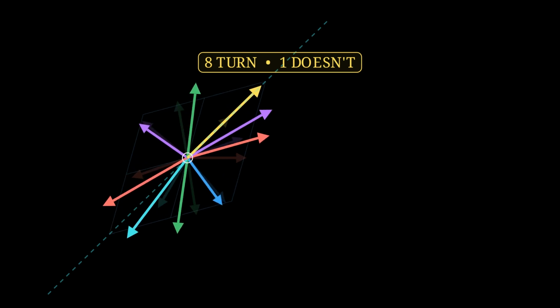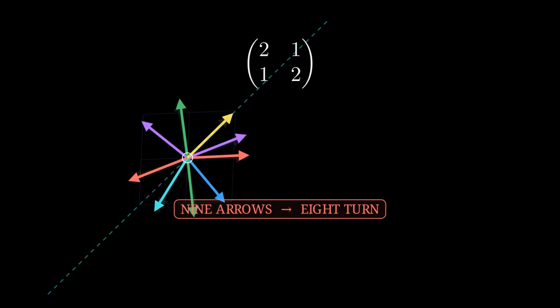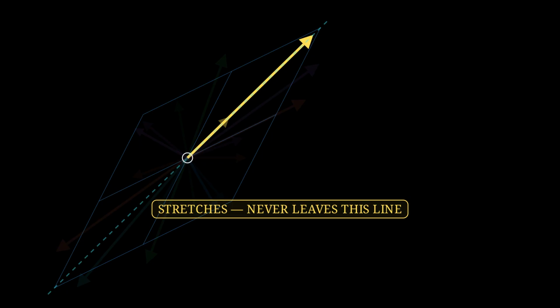Most directions turn. 1 refuses. Watch 9 arrows move at once. 8 change direction. The yellow one does not. It stretches, but it never leaves its original line.